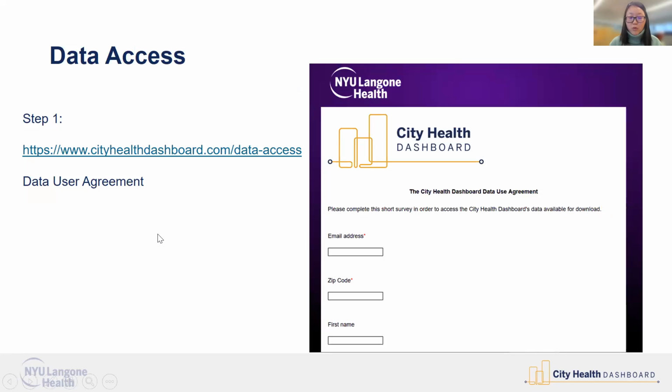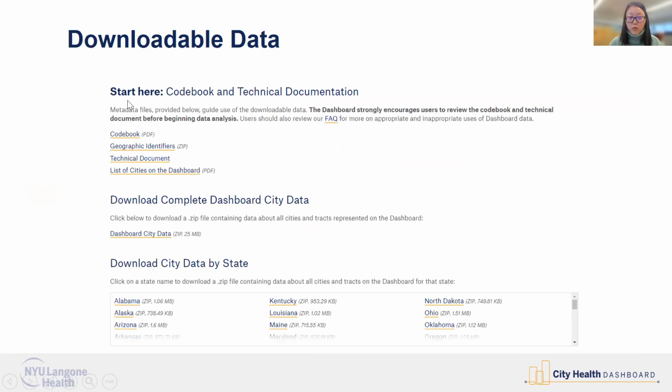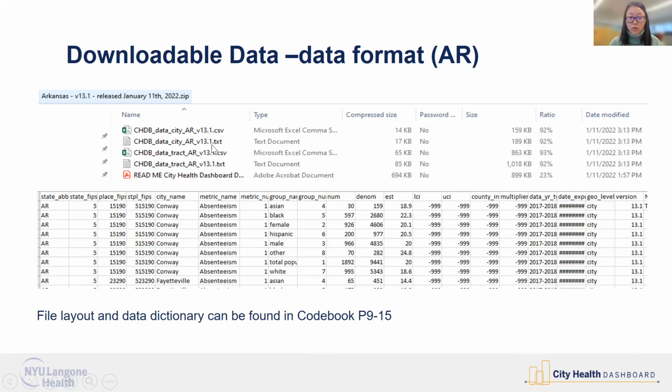And the next step: when you go to the City Housing dashboard data access page, the first thing you will see is a data user agreement. Once you fill this out, you should be able to see this page. This page mainly focuses on the downloadable data. We have here the option to download the complete dashboard data, and also to download data by state.